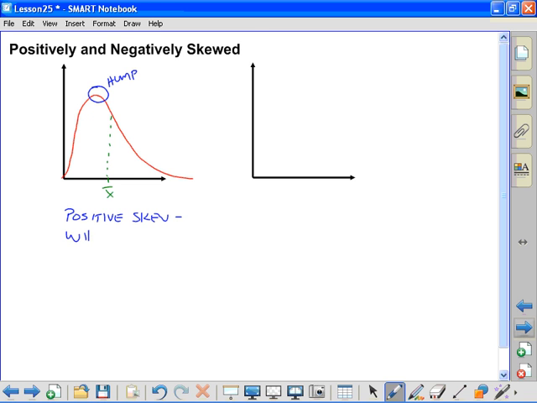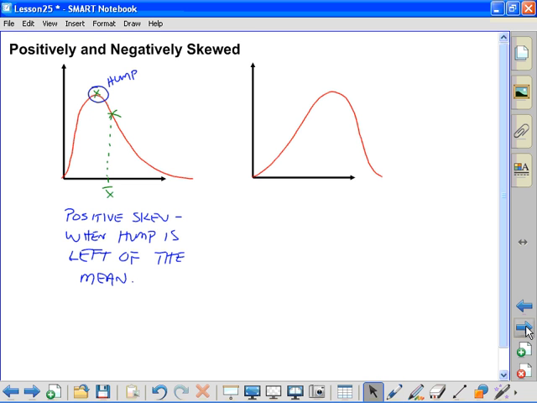That's when the hump is left of the mean. So that's what we call a positive skew. Even though when you calculate it, the mean occurs in this location here, the actual hump, or the most frequent, is right there. Which brings me to negative skew, and that one looks like that.